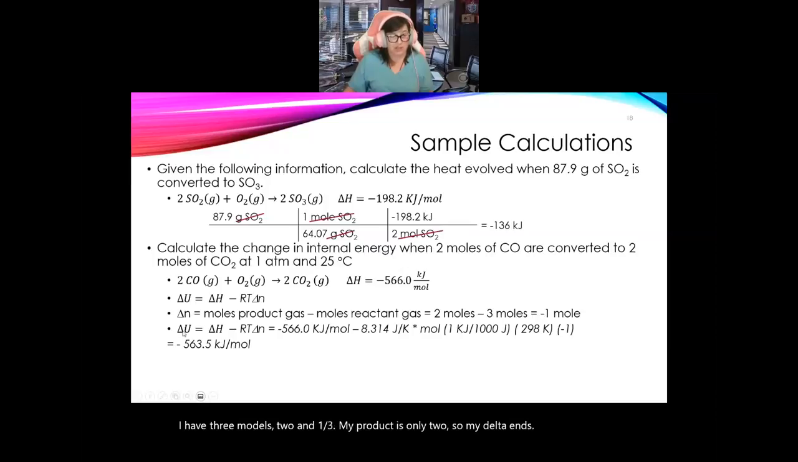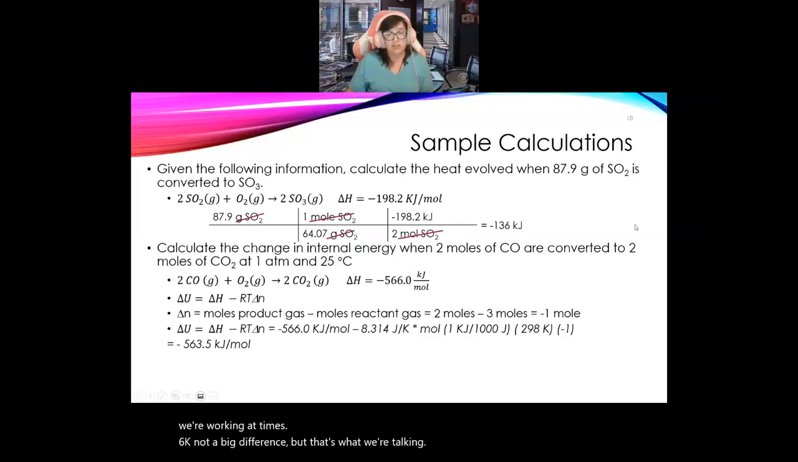My delta U is then delta H, which is negative 566.0, minus 8.314 divided by 1,000 to get to kilojoules, times 298, because that's the temperature we're working at, times negative 1. All right? And that calculates the delta U. So negative 563.5 rather than negative 566. Okay, not a big difference, but that's what we're talking about.